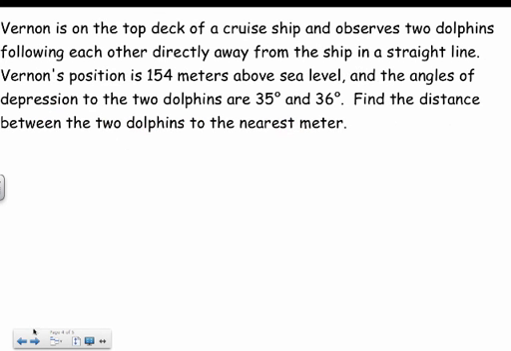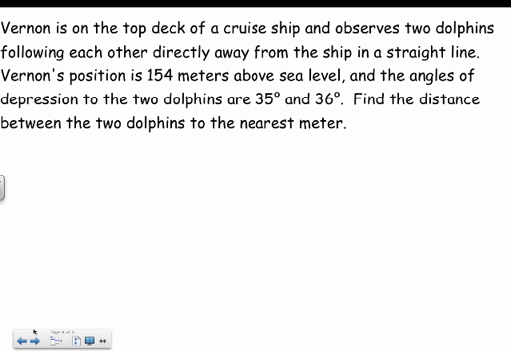We're gonna look at another one just so we make sure we got this down. So Vernon is on the top deck of a cruise ship and observes two dolphins following each other directly away from the ship in a straight line. Vernon's position is 154 meters above sea level, and the angles of depression to the two dolphins are 35 degrees and 36 degrees. Find the distance between the two dolphins to the nearest meter.